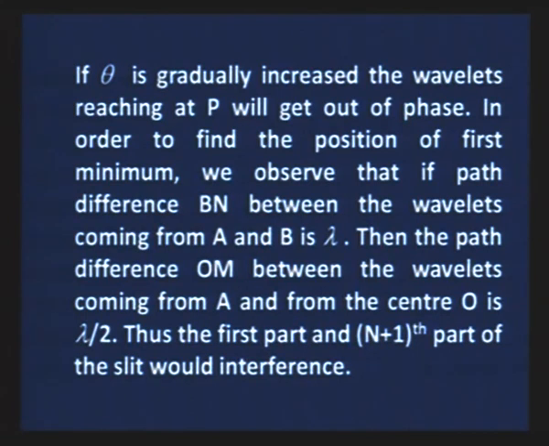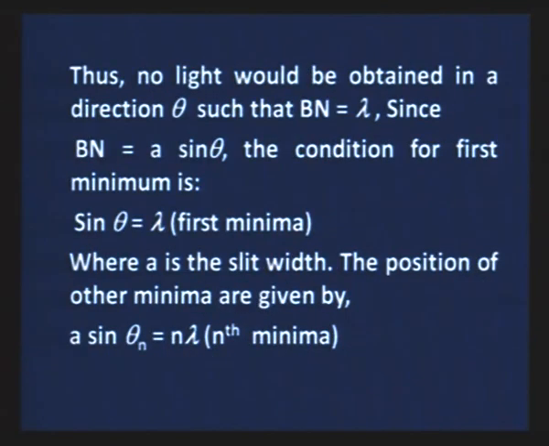Thus, the first part of the slit would interfere and no light would be obtained in the direction theta, such that Bn is equal to lambda. If we take slit width A, then Bn will be A sin theta, and the condition for first minima is A sin theta is lambda, where A is the slit width, and positions of other minima are given as A sin theta n is equal to n lambda, where n is the order of minima.